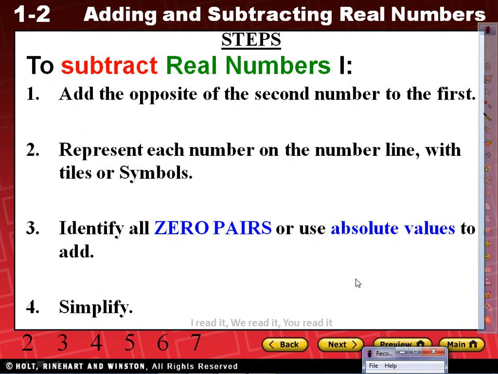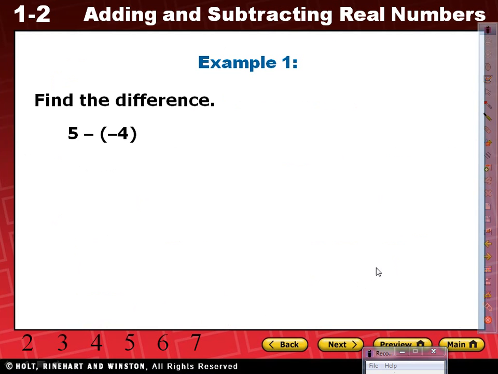So write this down. Right underneath your steps, write example number 1. Example 1, it says, find the difference. 5 minus, open parentheses, negative 4, close parentheses. All right? Pens down. Okay, eyes up here, please, on the screen. Writing utensils down. Focus, please.